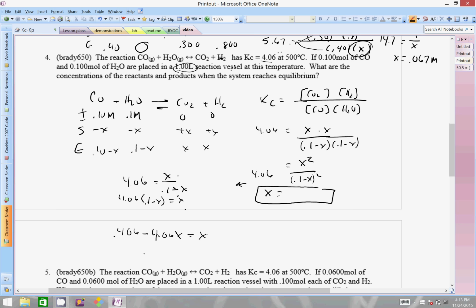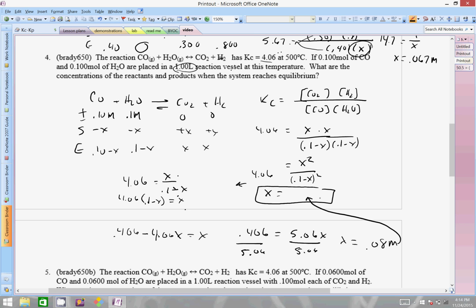And then at that point, we want to get all our x components to one side. I would add this x over, so 0.406 equals 5.06x. Divide out the 5.06, divide out the 5.06, and x equals a whopping 0.08 moles per liter. That goes right there.